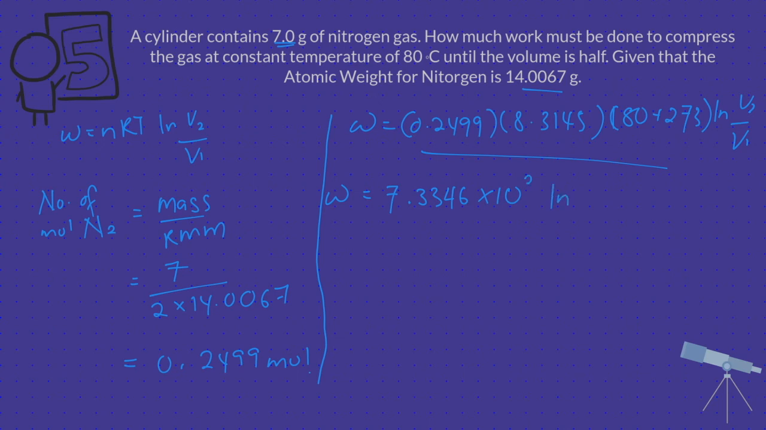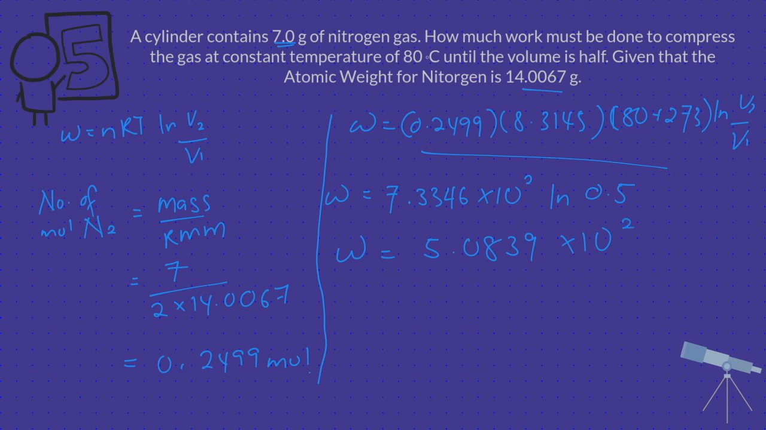Your V2 is half of whatever is in the V1. So we assume that V1 is equivalent to 1, so half of it shall be 0.5. So 0.5 divided by 1 is 0.5. So you should get your W is equivalent to 5.0839 times 10 to the power of 2.